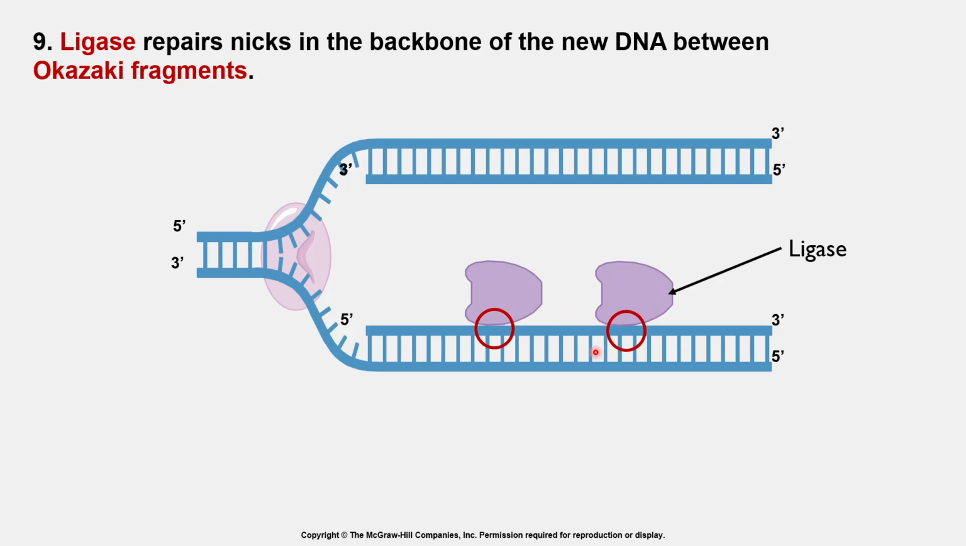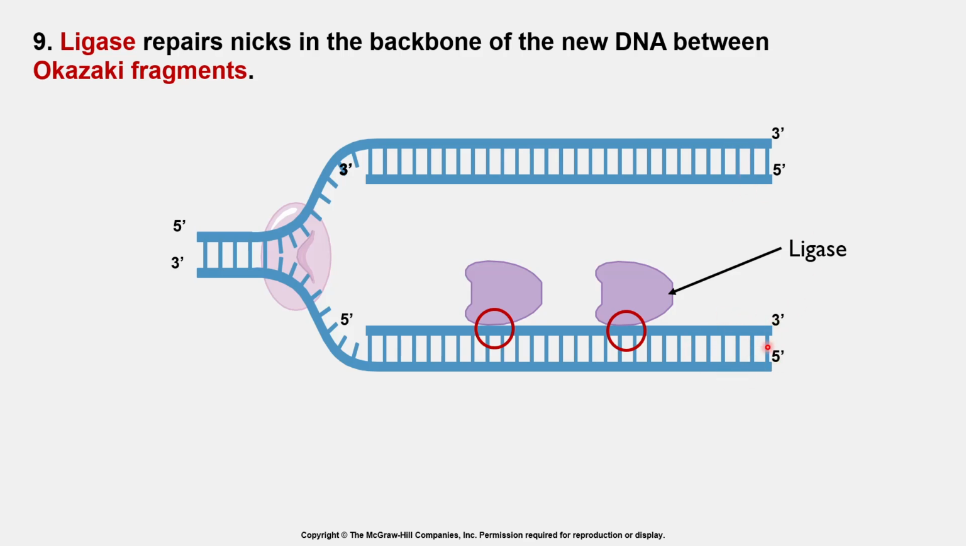Now, as this process runs all the way to its completion, you can see that what you end up with is, where you started with a single molecule of DNA, now you have two molecules of DNA, one on the top and one on the bottom.